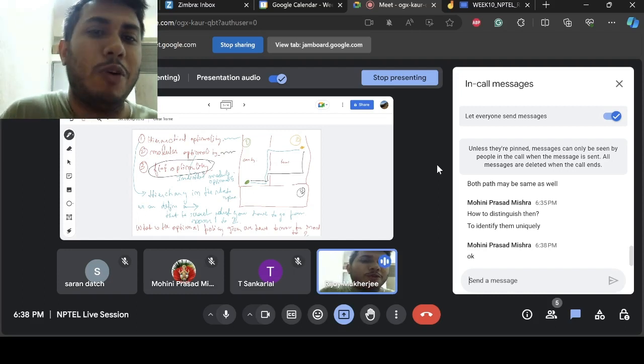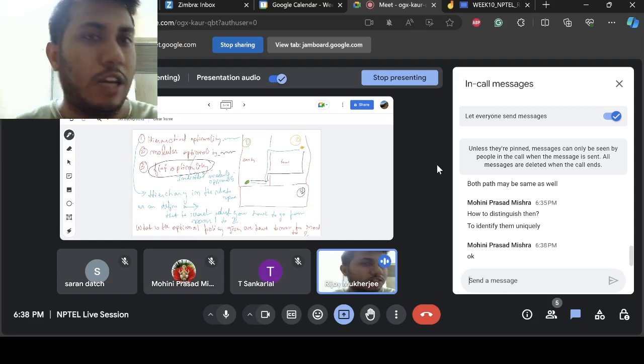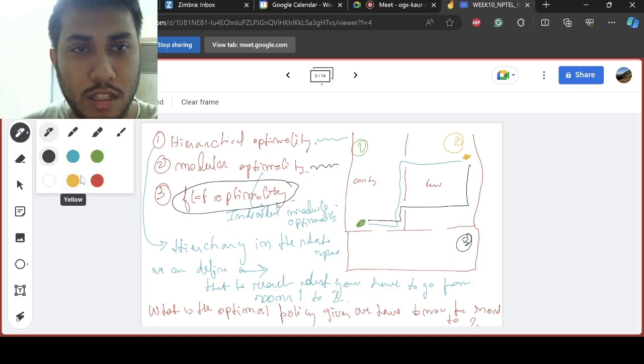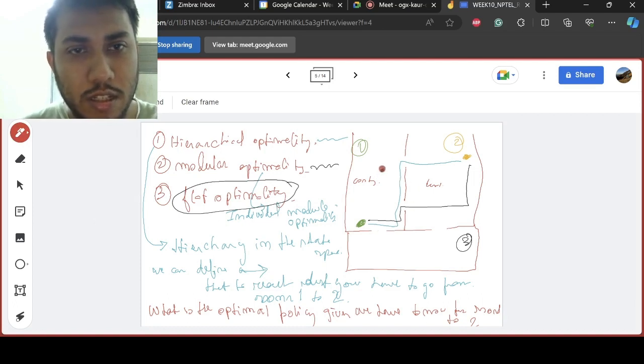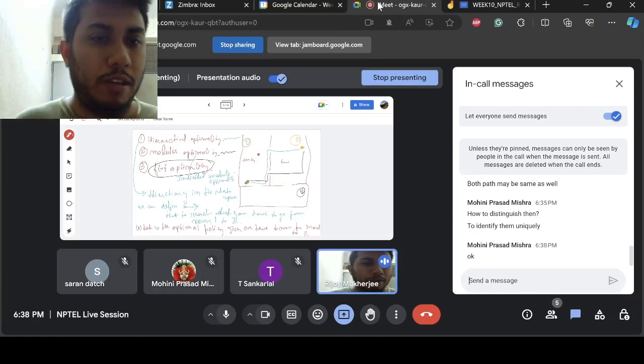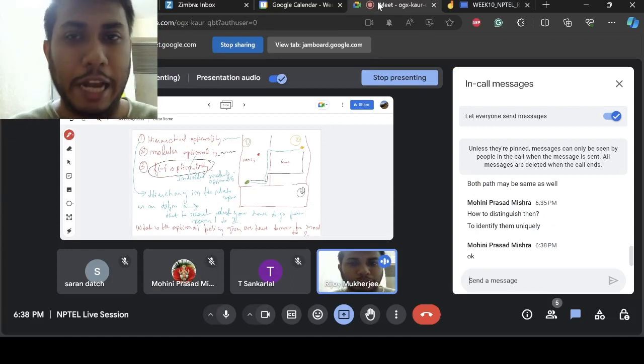Let's say our start state is something different, something here. In that case, it may be that both will take the same time or give you the same result. Maybe both hierarchical and modular will give you the same results.